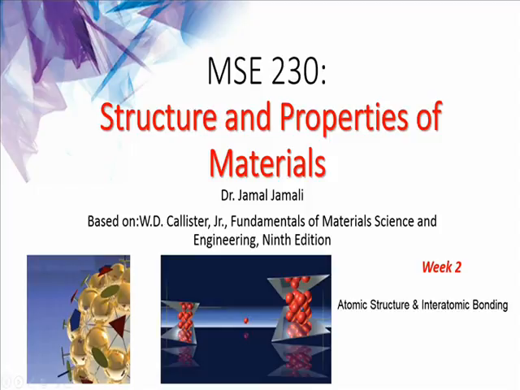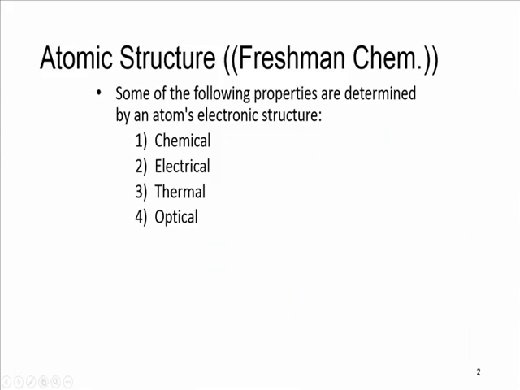This chapter is a review of what you have learned before in general chemistry courses like CHM 115. Why in chapter 2 do we study structure? The reason is because some of the material's properties are determined by an atom's structure.